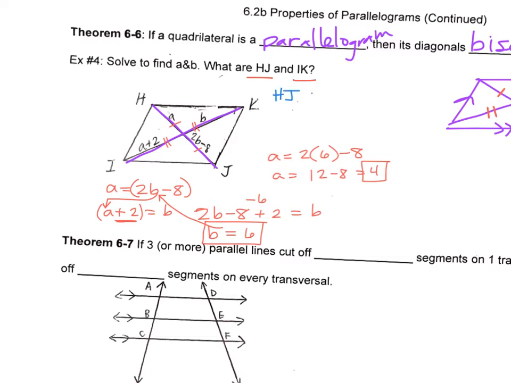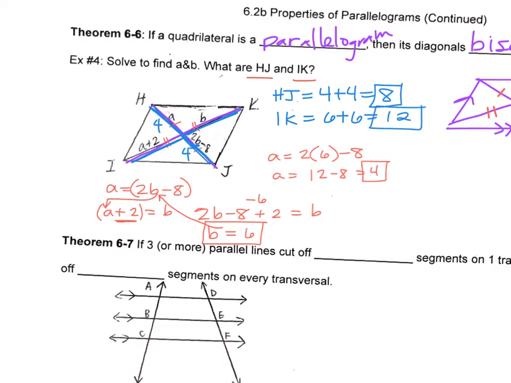Here's the thing. You don't have to plug in, like, to the B right here. You don't have to plug that in. We know A is 4, and we know it's bisected, which means this one's 4 also. So you don't have to do all the plugging in. HJ would just be 4 plus 4, or 8. How about IK? How long is IK? That would be 12, right? This is 6, so this one has to be 6 also. So 6 plus 6, or 12, would be IK.